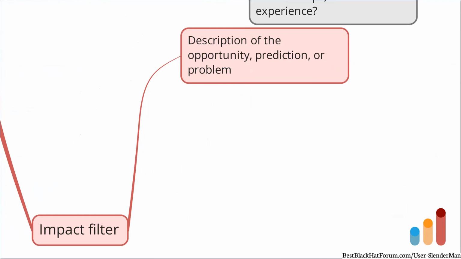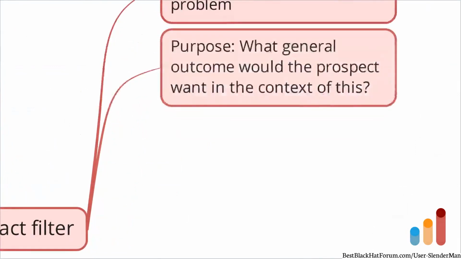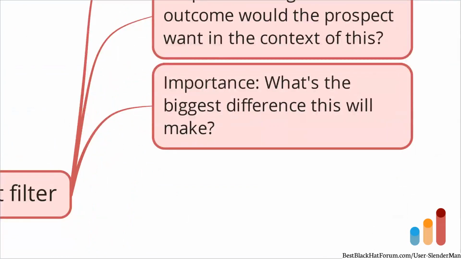And so it starts with a basic description of the opportunity, prediction, or problem. And then you make a purpose statement. What general outcome would the prospect want in the context of this? So what's the outcome that they want in response to the problem, the opportunity, or the prediction? Why is that important? What's the biggest difference this will make? And that comes from your dimensionalized benefits technique. That comes from really trying to understand not just the features and benefits of the product, but how it changes their life for the long term.